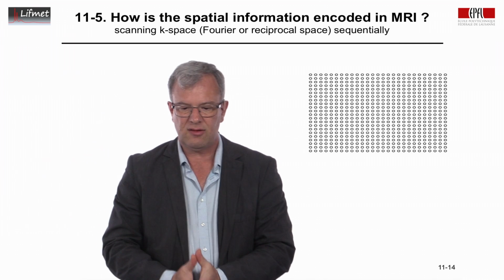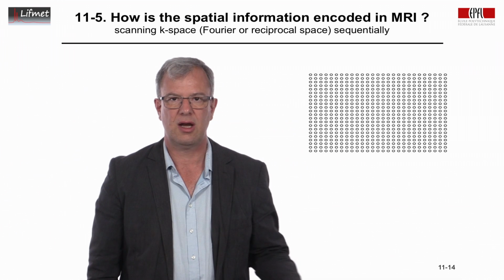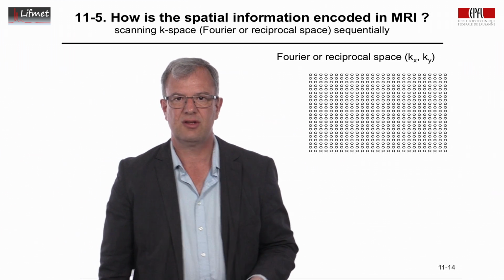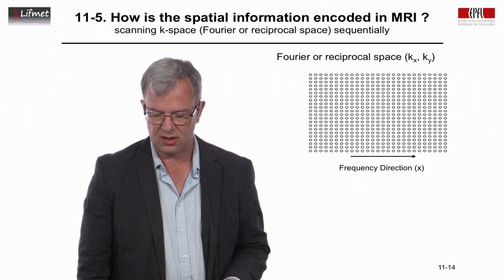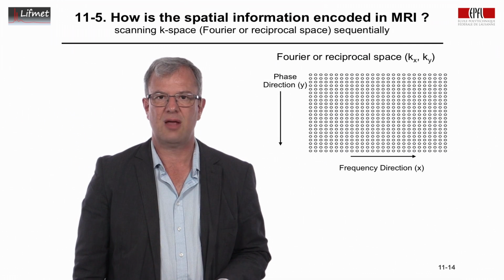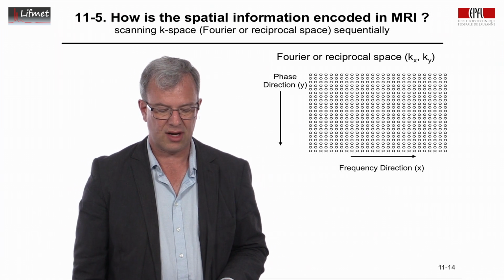Okay, so let's look at how this spatial information is encoded in MRI. We have introduced the fact that we are scanning Fourier or reciprocal space, or K-space. This is the frequency direction along X. I'll use the same variables, and along Y the phase encode direction.